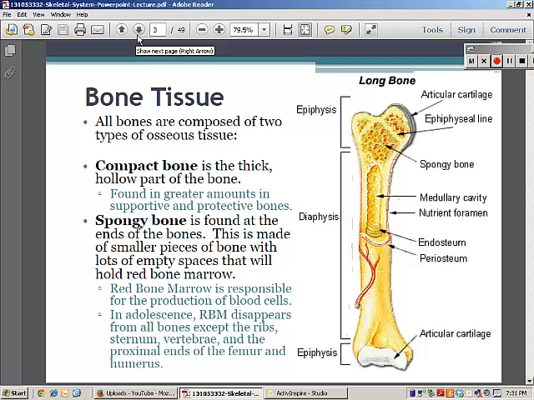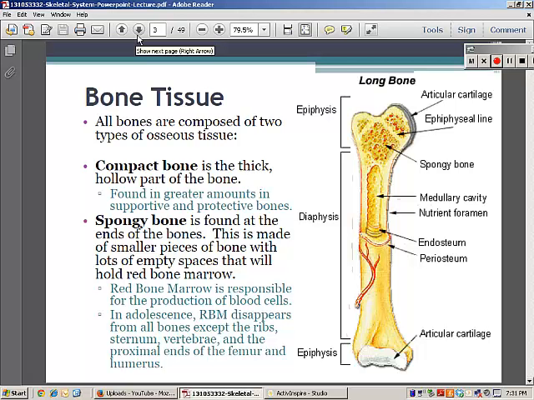And so it's found in greater amounts to help support not only the rest of our body and our entire system, but also for protection. The compact bone helps with that. That's, of course, found in this middle region, as you can see on here.